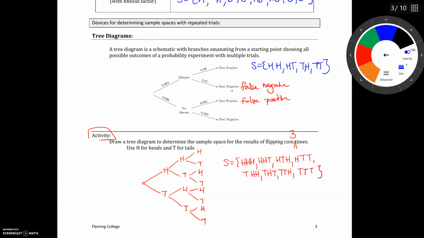Okay, so it turns out that for flipping a coin 3 times, there are 8 possible different outcomes. Each time we could get a head or a tail, and so we can either get 3 heads, we could get 2 heads followed by a tail, a head, a tail, and then a head, and so on. Going through and creating the tree diagram gives us a way to ensure we don't miss any of the possible outcomes.